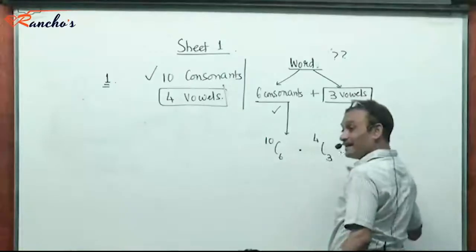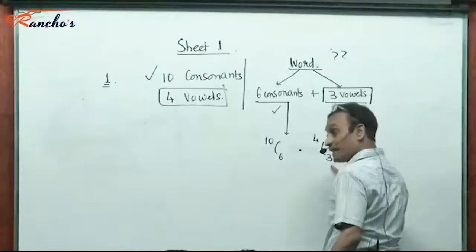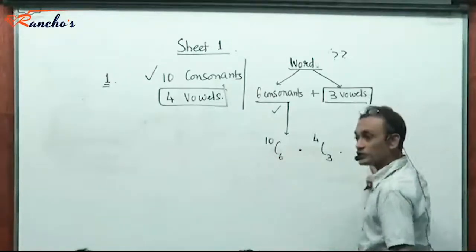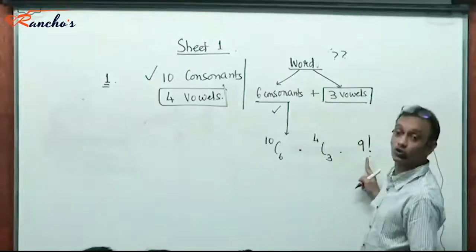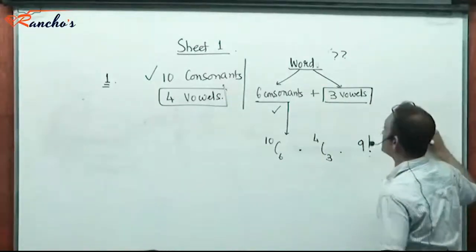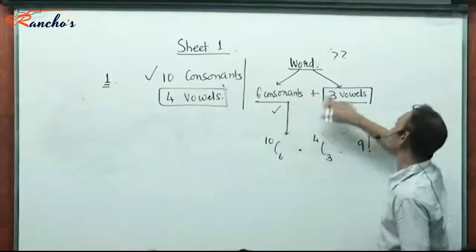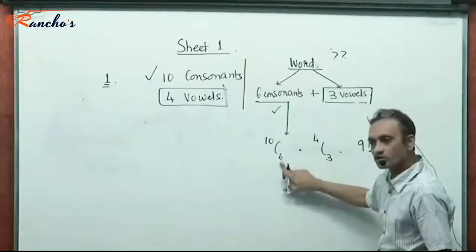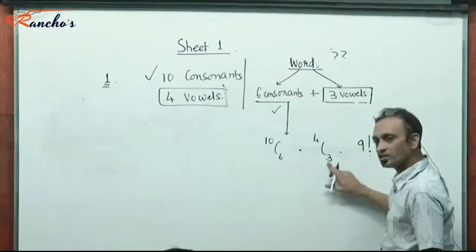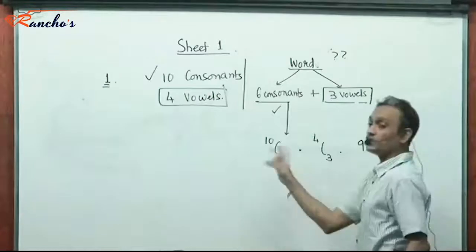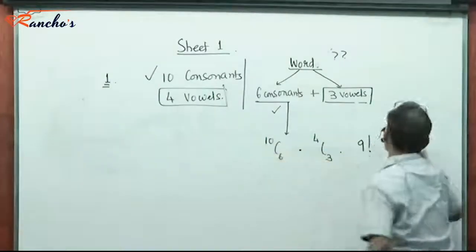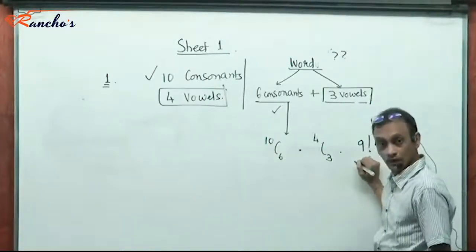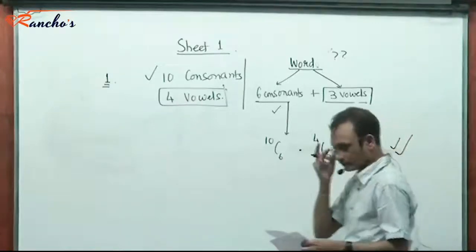So first I select the 6 consonants and the 3 vowels in these many ways, and then the 9 things that I obtain, I permute them in 9 locations in 9 factorial ways. So then these would be the different number of words that could be constituted out of 6 consonants and 3 vowels. Select 6 consonants in these many ways, 3 vowels in these many ways, and then the 9 things that you have selected, you permute them in 9 spaces in 9 factorial ways. These would be the number of words, right? Okay.